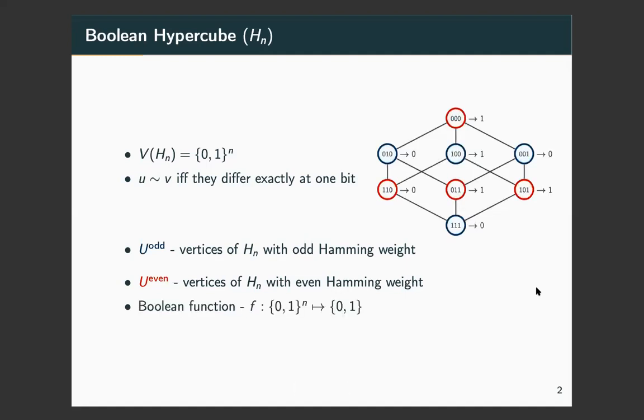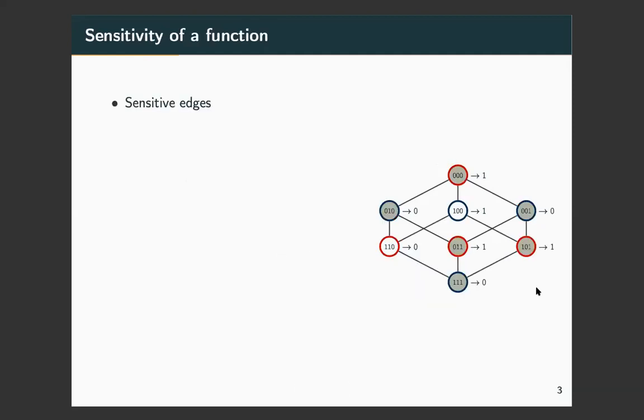A Boolean function takes as input n-bit strings and assigns zeros or ones to them. We can think of it as being embedded in the hypercube, with each vertex now being assigned either 0 or 1. The figure shows an example of a Boolean function. An edge in the hypercube is said to be sensitive if its endpoints are assigned different function values. In this figure, the graph induced on the vertices that are shaded gray consists of only sensitive edges.